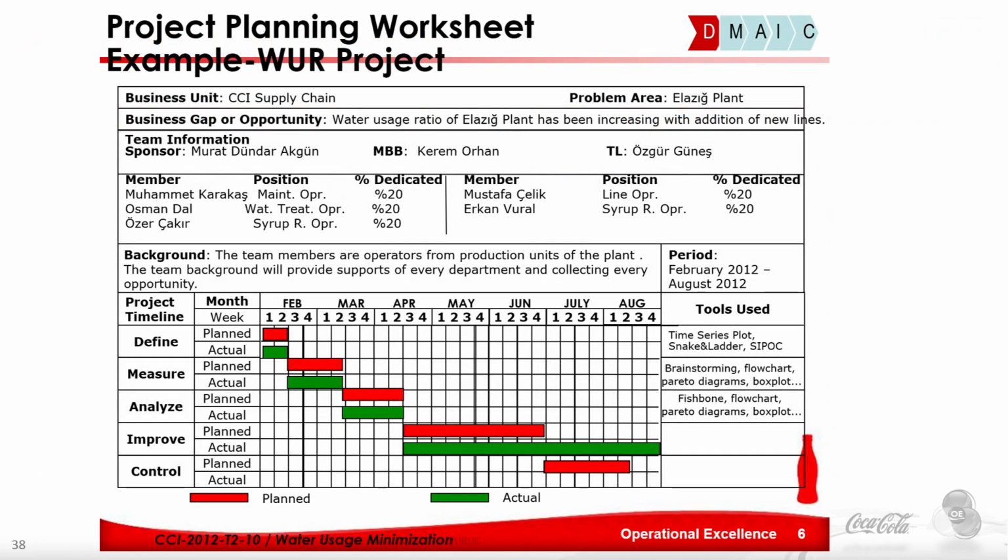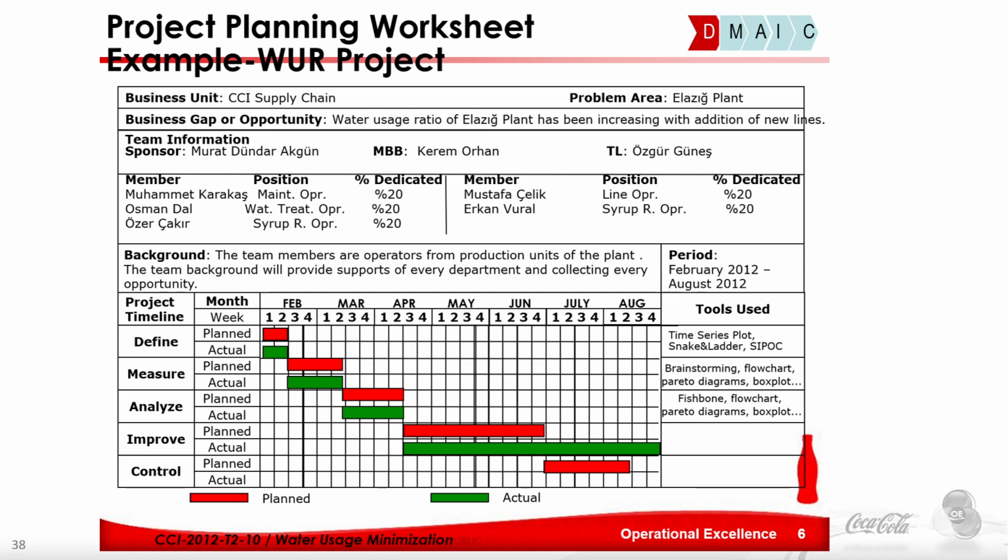Let's have an example of a project planning worksheet. We have this example of a WUR project. WUR is the water usage ratio. So in this project charter sheet, you can see we have different segments on this sheet. Let's discuss it one by one. We will start from this first step where we have defined a scope. We have a business unit, that is CCI, supply chain. We have a problem area, that is elastic plant.